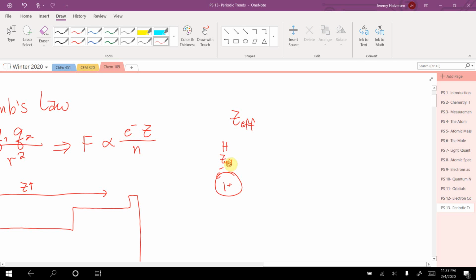Z effective equal to 1. Now if we were to go on to helium, helium has 2 protons. It's got 2 electrons. How many protons does this guy see? It can see 2. So helium's Z effective equals 2.